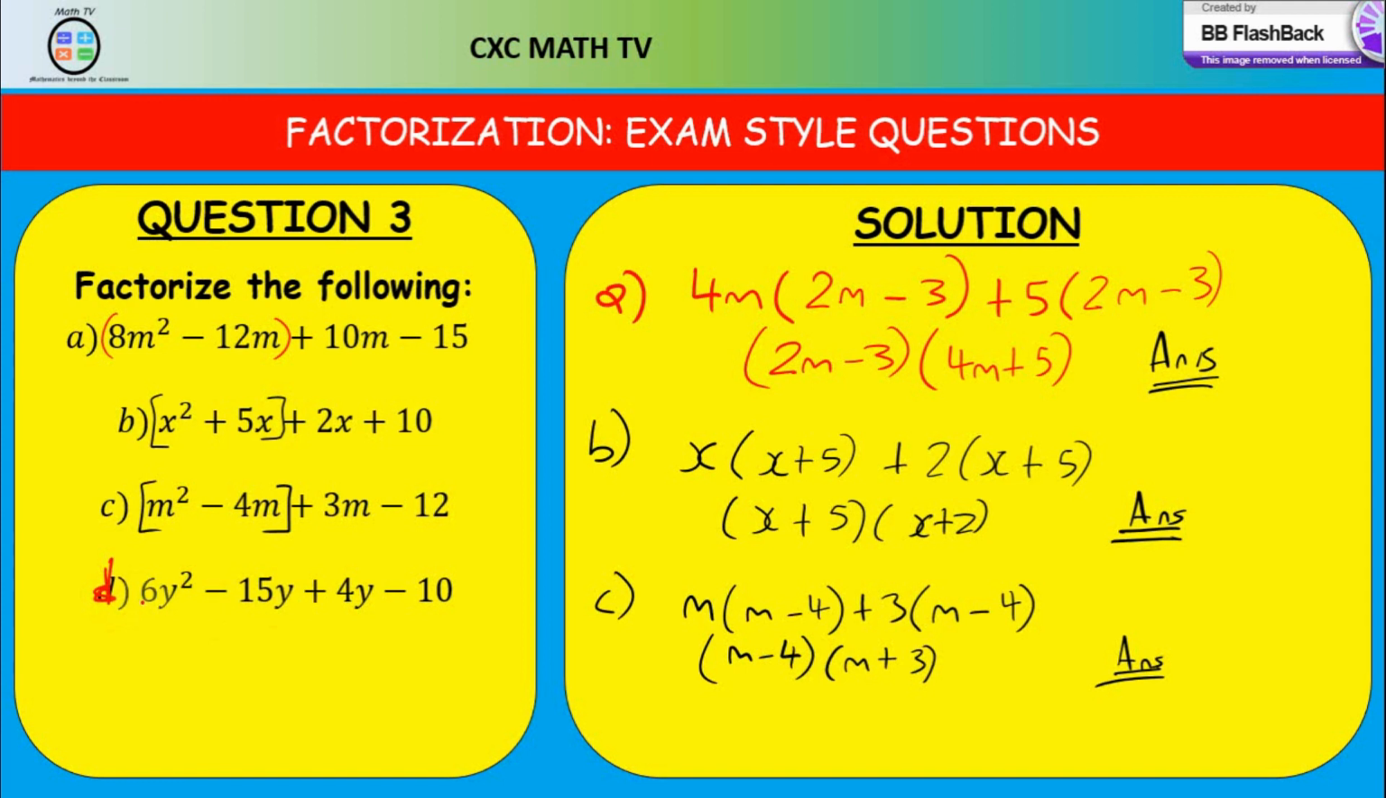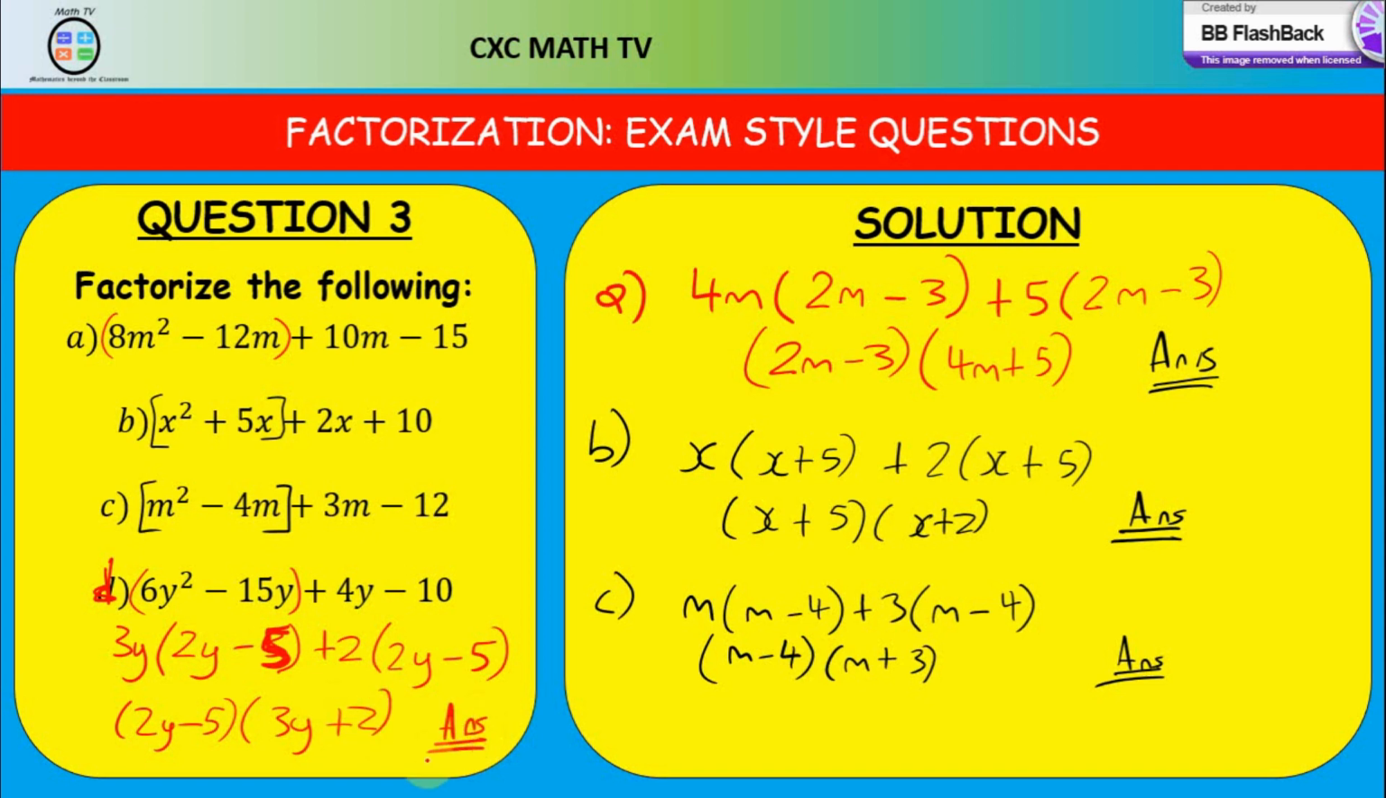Number D, sorry. The first two, what do they have in common? From 6 and 15, they have 3 in common, and the y squared and the y have y in common. Do the division. 6y squared divided by 3y is 2y. 15y divided by 3y leaves minus 5. The next two clearly have 2 in common. 15 divided by 3 is 5, sorry, and 10 divided by 2 is also 5. So finally take out 2y minus 5. We're left with 3y plus 2. Done. Easy.